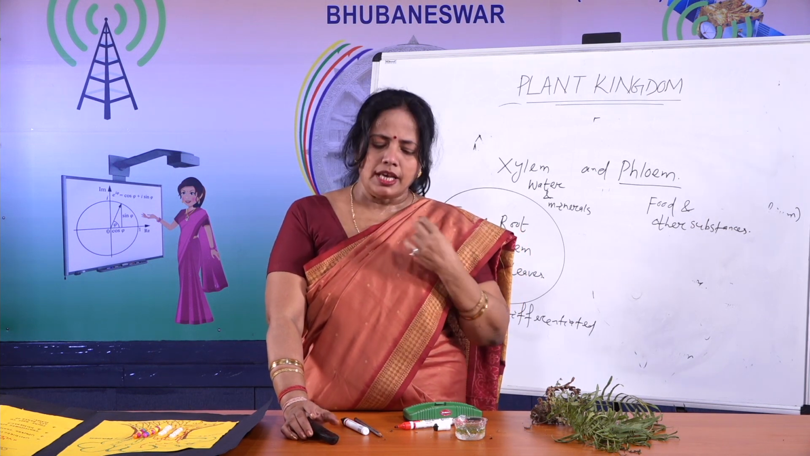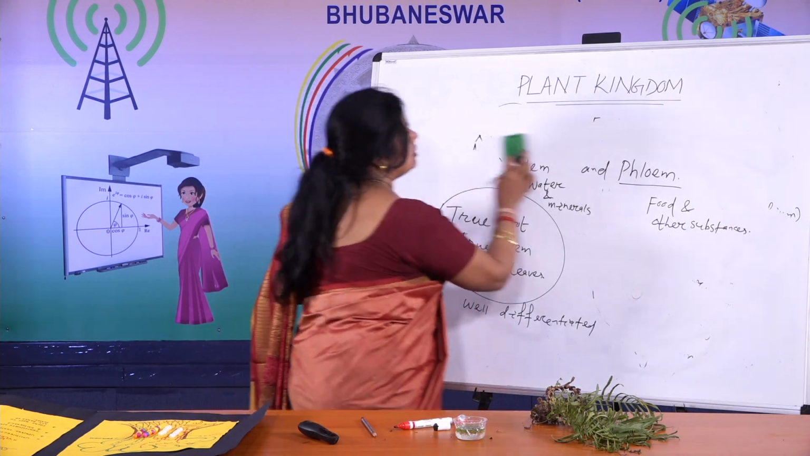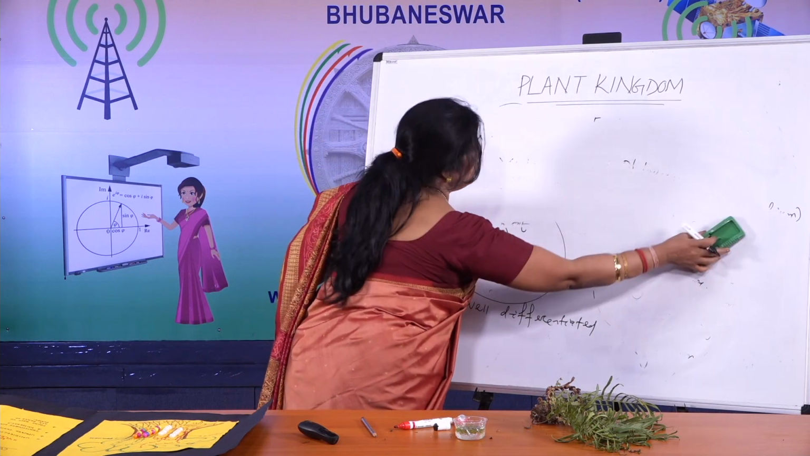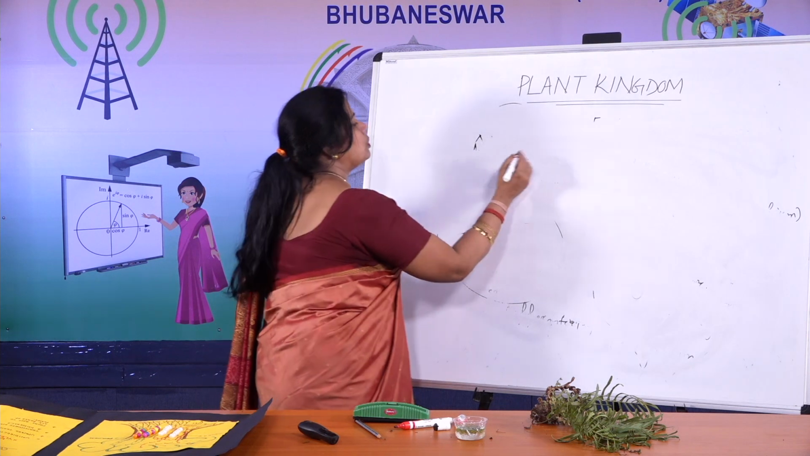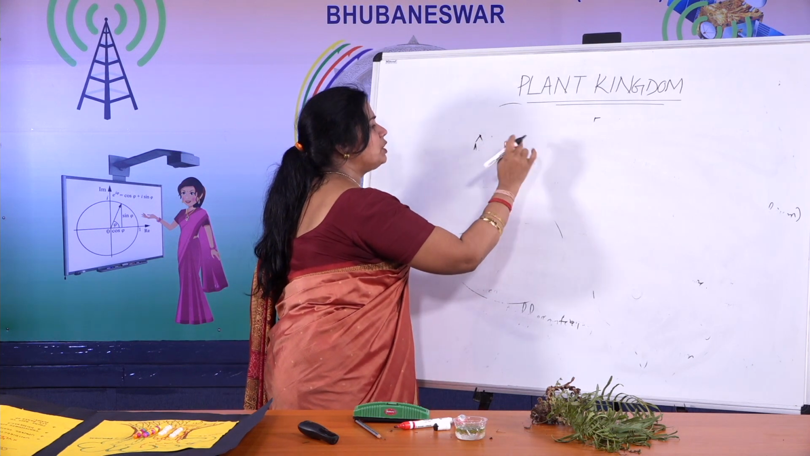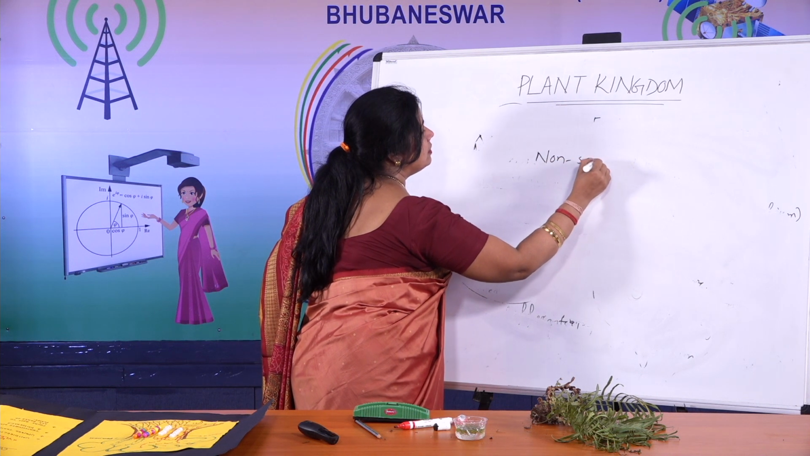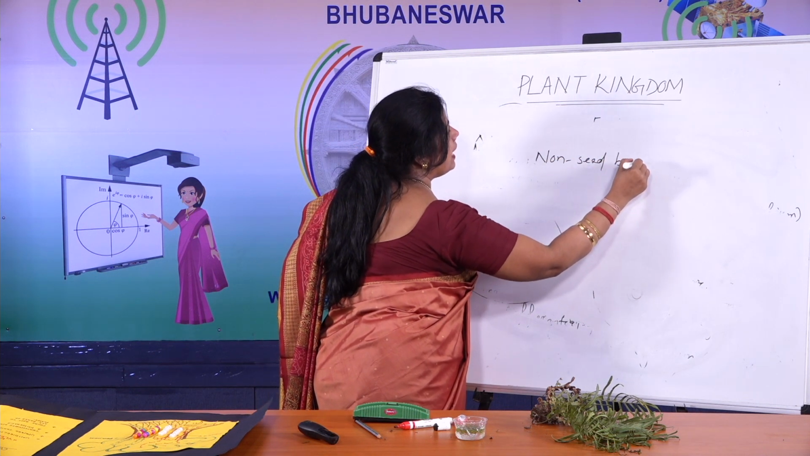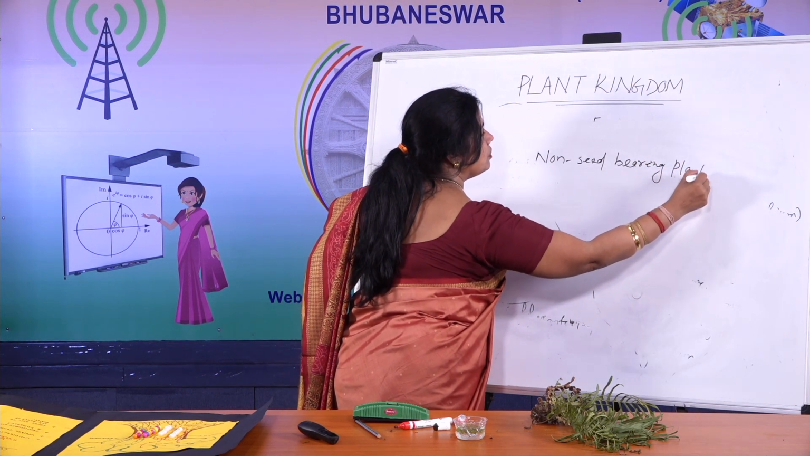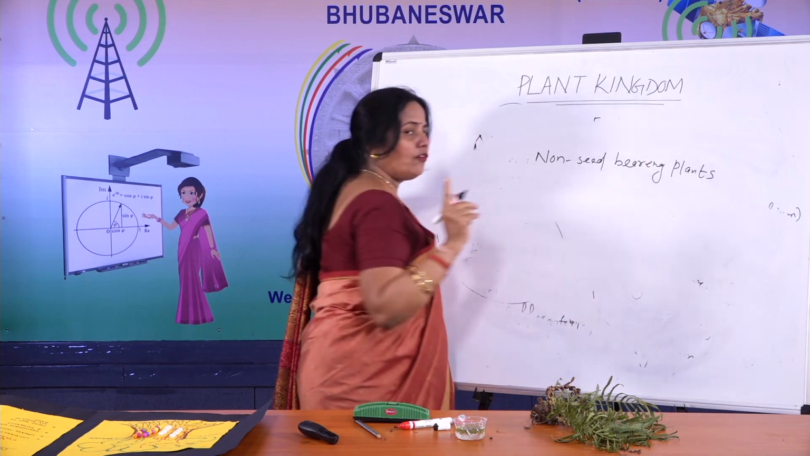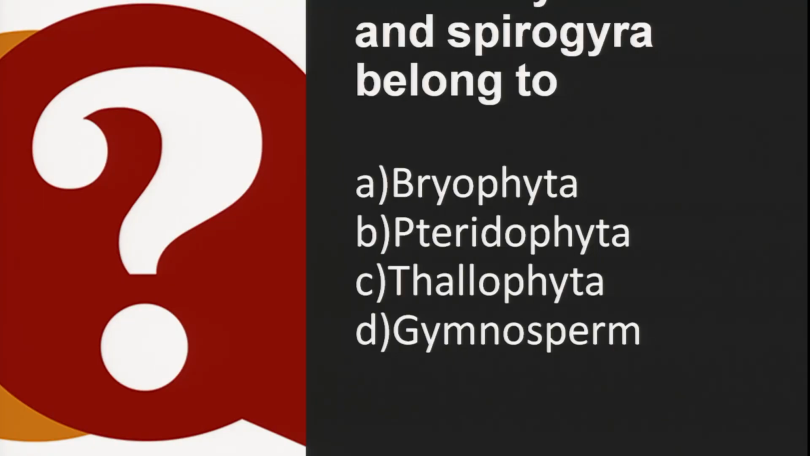And you know, they have embryos. Okay? They have spores or embryos through which they reproduce. They do not produce seeds. So, these three groups of plants are non-seed bearing plants. Which plants? Thallophytes, bryophytes and pteridophytes are non-seed bearing plants.